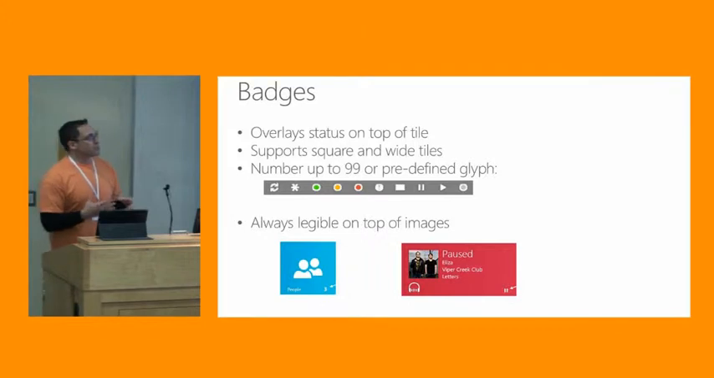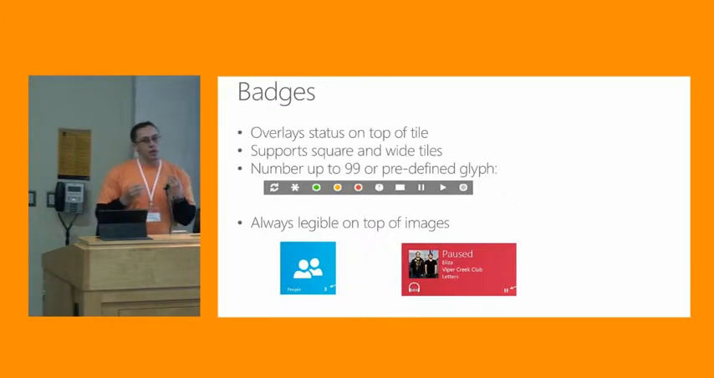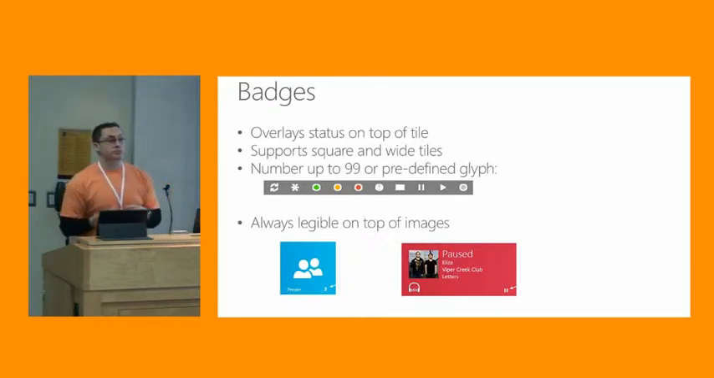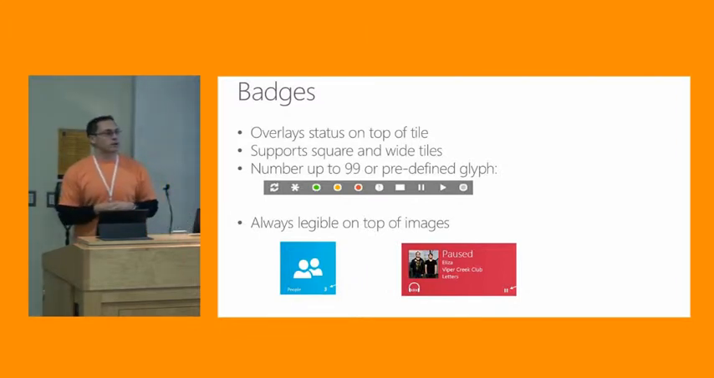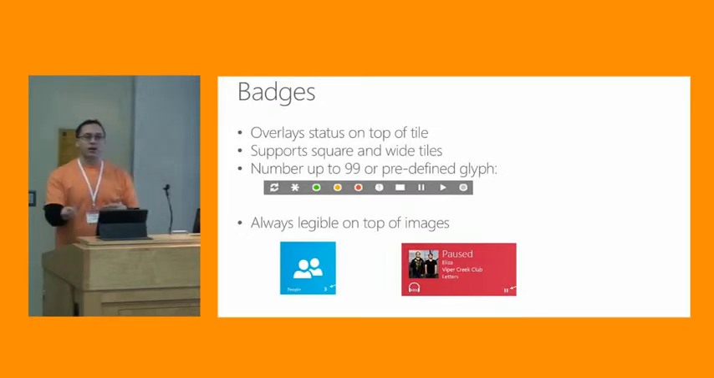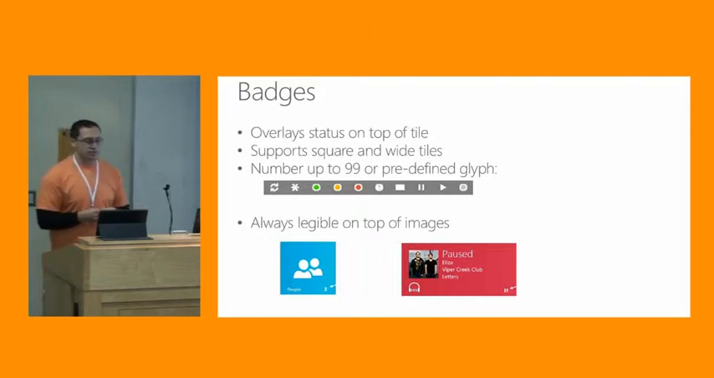So badges are basically overlays. We realized I have a live tile, I'm showing some great content, but I also want a little extra way to show some status on my tile. And two ways I can show status is either by a number, 1 to 99. So a number can represent if I have messages or tweets, in the case of a Twitter app, how many unread ones I have. Great status. I instantly glance at that tile and I know what my status is without having to go into the application.